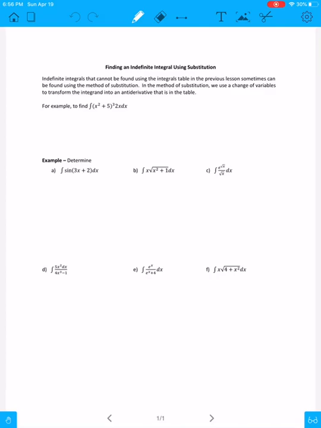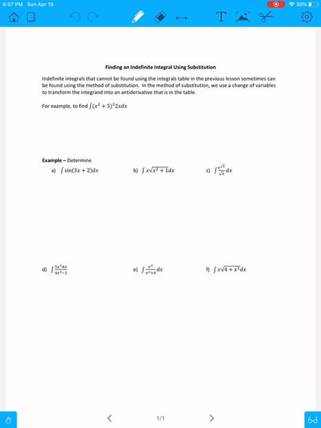All right, this is the last lesson of the week. It is called Finding an Indefinite Integral Using Substitution. An indefinite integral is one that's not bounded between certain numbers. So it's basically the general form of the antiderivative.